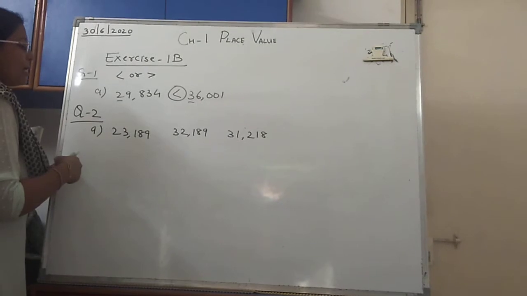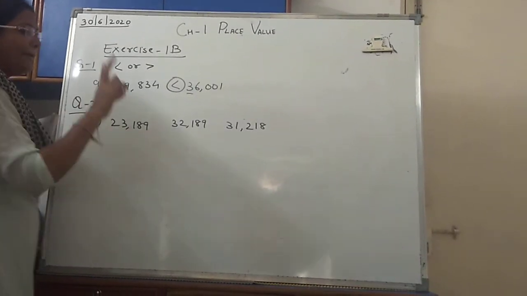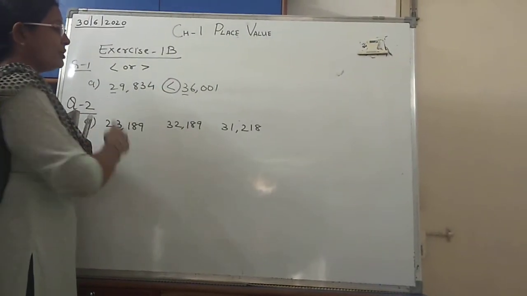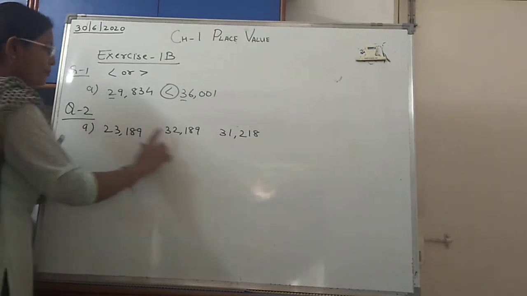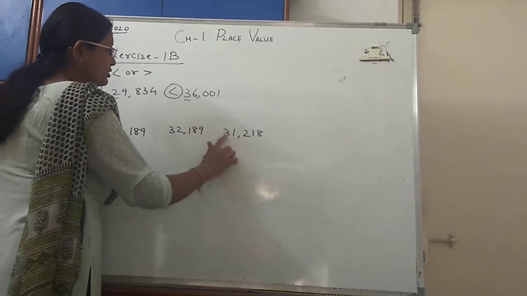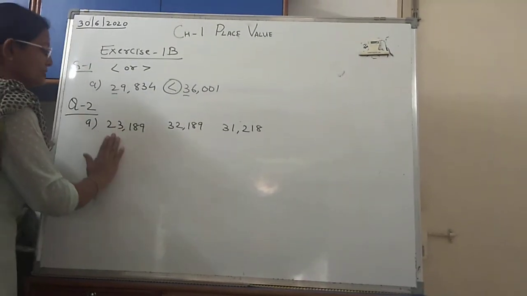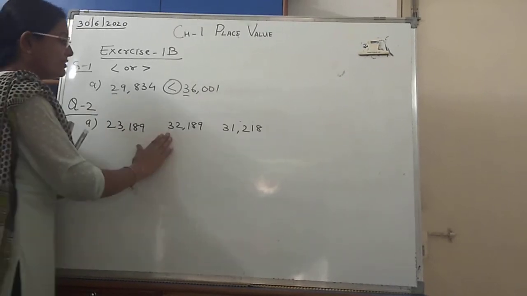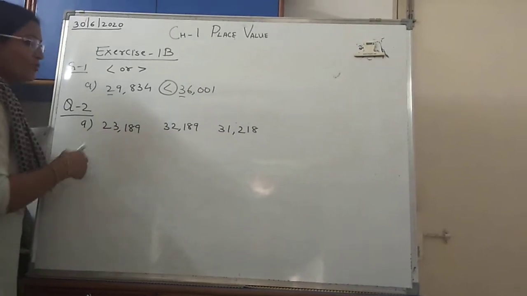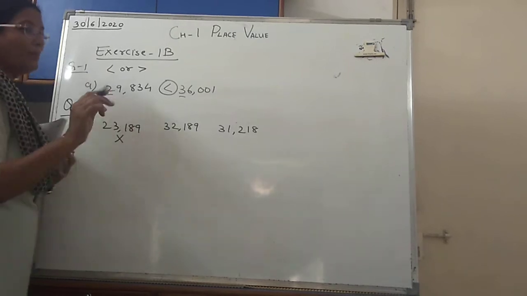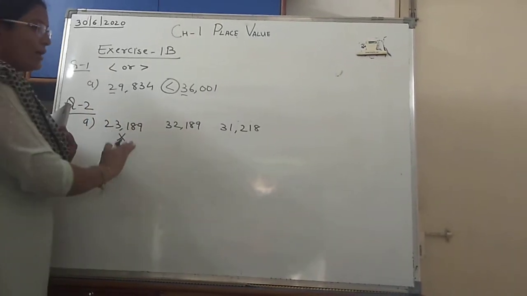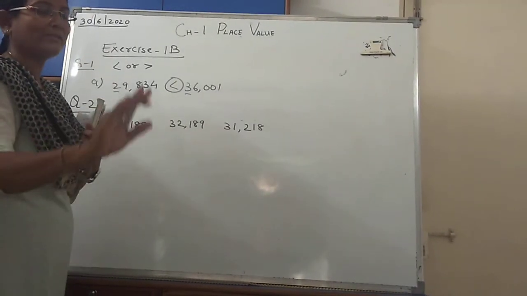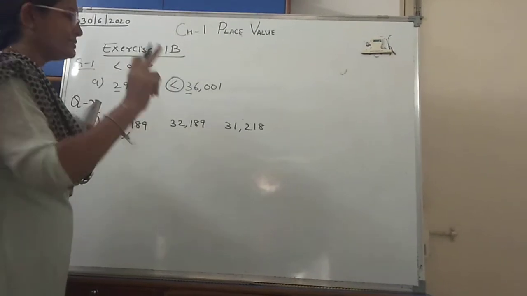Right? So now what will you do? Start comparing each digit of the three different numbers. 2, 3, 3. These both are the same. Here it is 2, so this is the smallest number. 2 is smaller than 3. So this will not come in our answer. Why? Because we have to ring the greatest number, right?